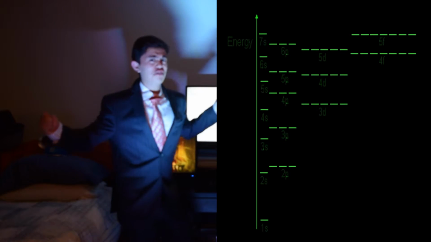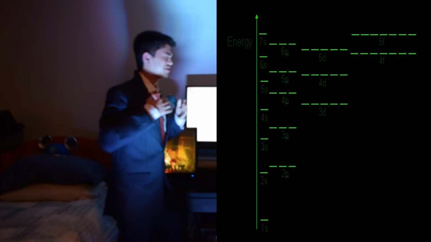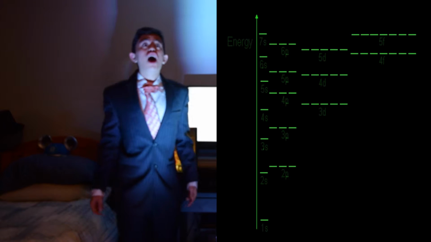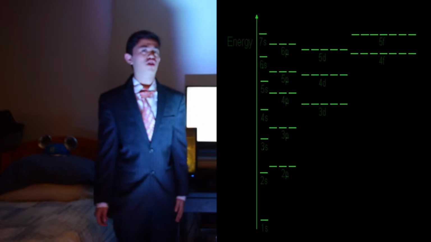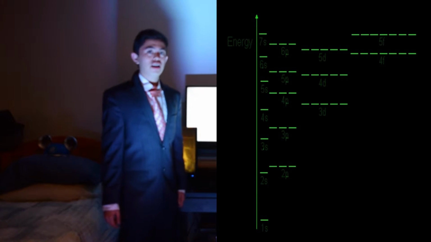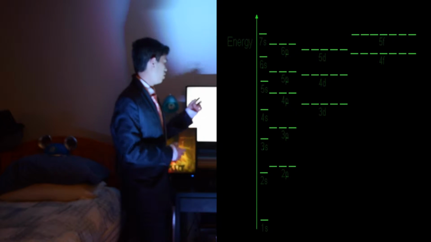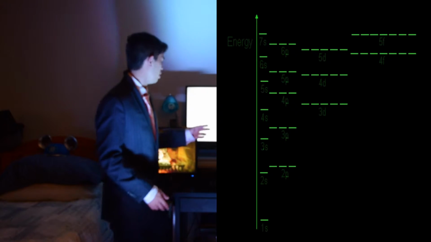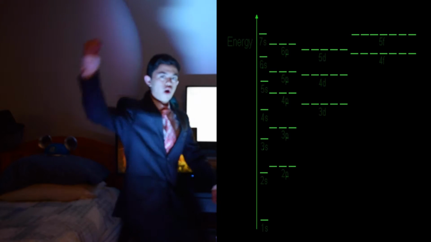But wait, there's even more! 3d, 4d, 5d, those can fit up to 10 electrons. That's a lot of negative energy right there. Don't worry about f. And as you can see, the more orbitals you have, the more energy. Also, not shown in this picture, but across the x-axis, if you go right, the atom increases in size.